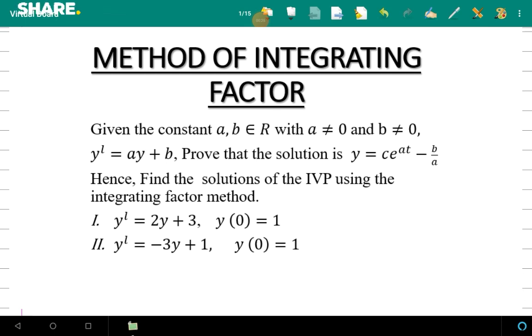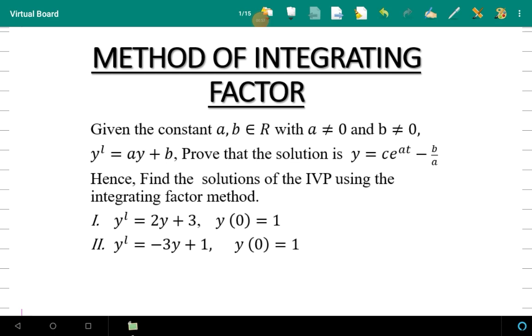Now this is a question given to us to prove. Given the constants a, b, which belong to all real numbers, with a not equal to 0 and b also not equal to 0, the general differential equation of the form y prime equals ay plus b, we should prove that the solution is given by y equals c e to the power at minus b over a.